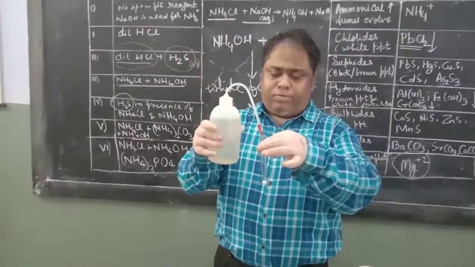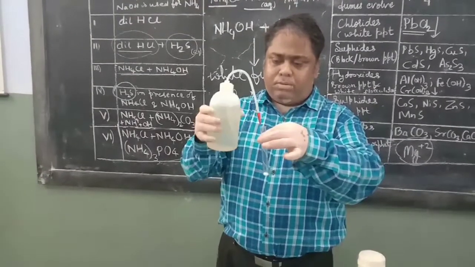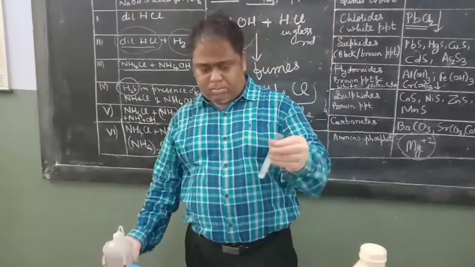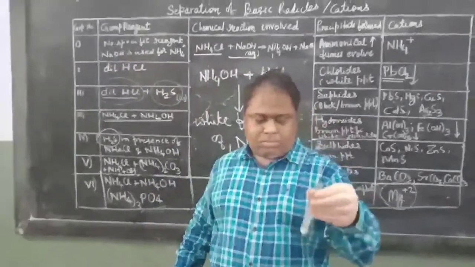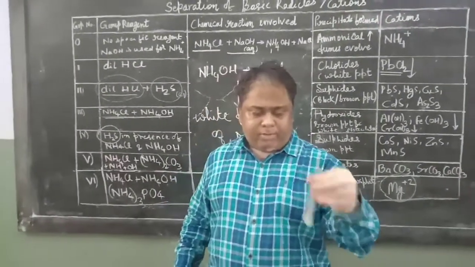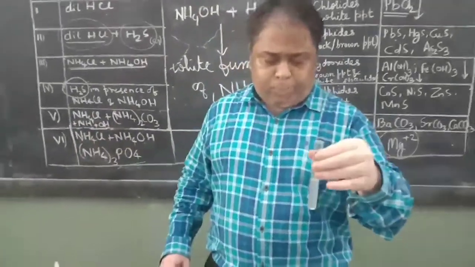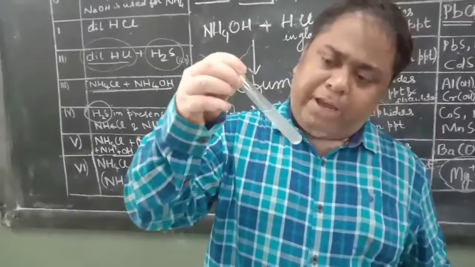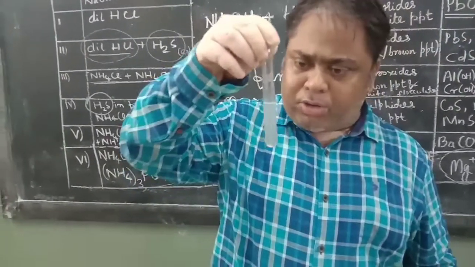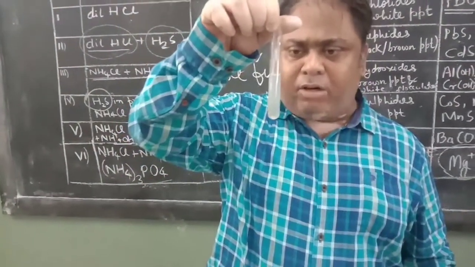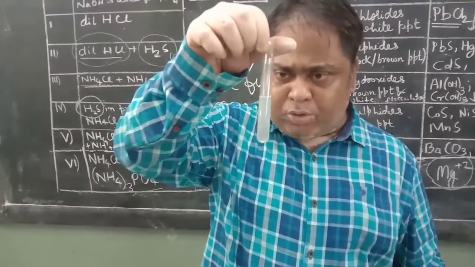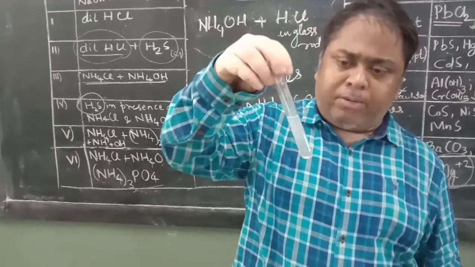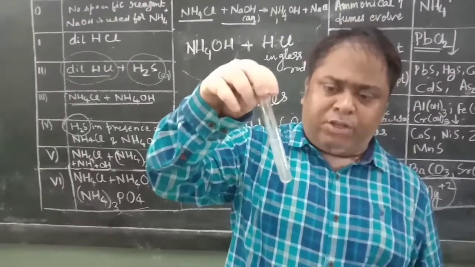Make the solution of lead nitrate. Now first of all we have to put dilute HCl in this. But before I put dilute HCl, there should not be any white precipitate. Now the whiteness what you see in this is not the precipitate, but it is a colloidal substance.